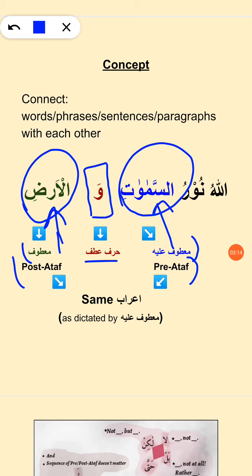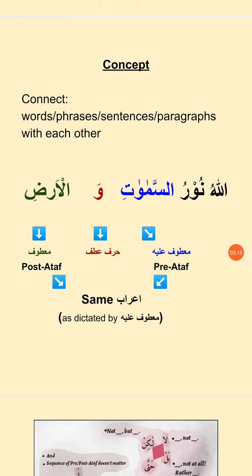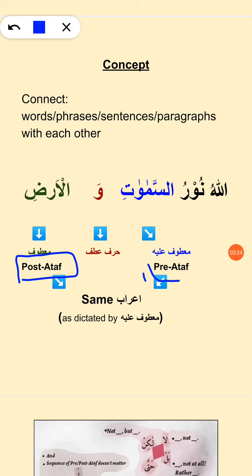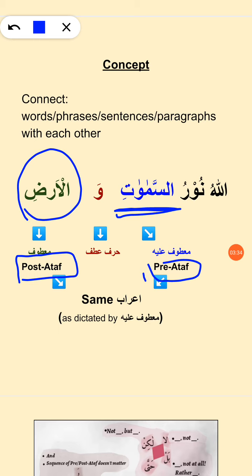Another thing that you need to remember is that the i'rab of the post-ataf word is going to be dictated by the i'rab of the pre-ataf word. So here this is jar, because it's muzaf ilayh. Therefore the post-ataf word is also jar. So that's what you need to remember.